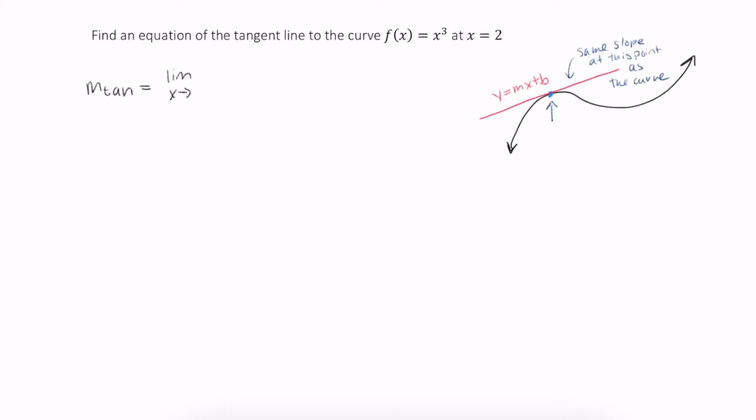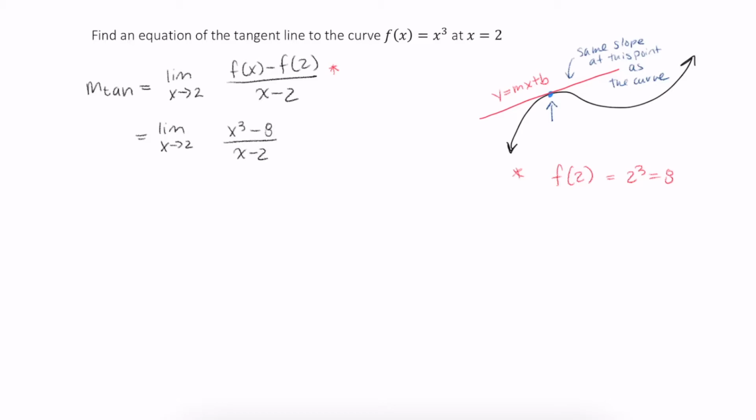So the limit definition is the limit as x approaches our value, which is 2, of our function minus our function evaluated at 2, divided by x minus 2. So as an aside here, f of 2 is equal to 2 cubed, which is just 8. So this becomes the limit as x approaches 2 of x cubed minus 8 over x minus 2.